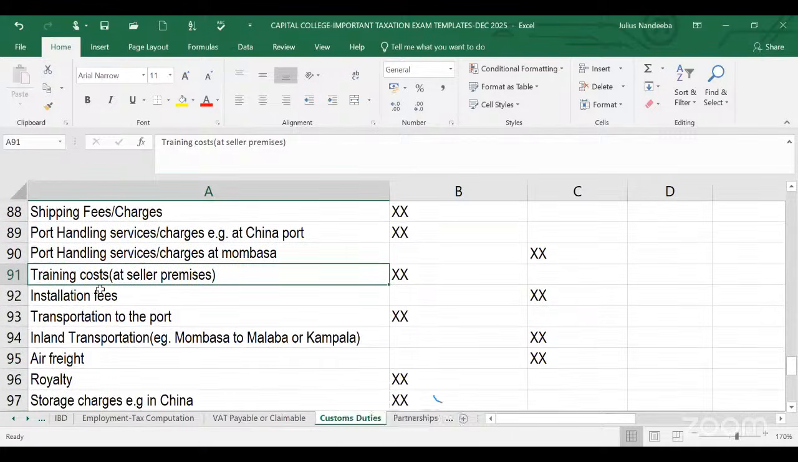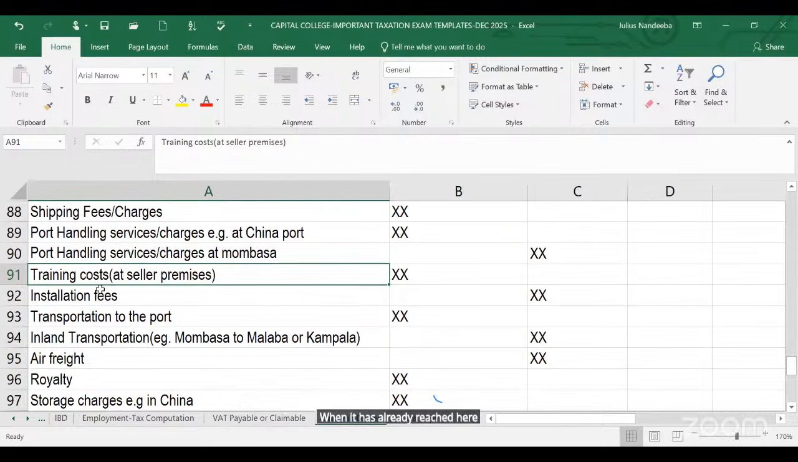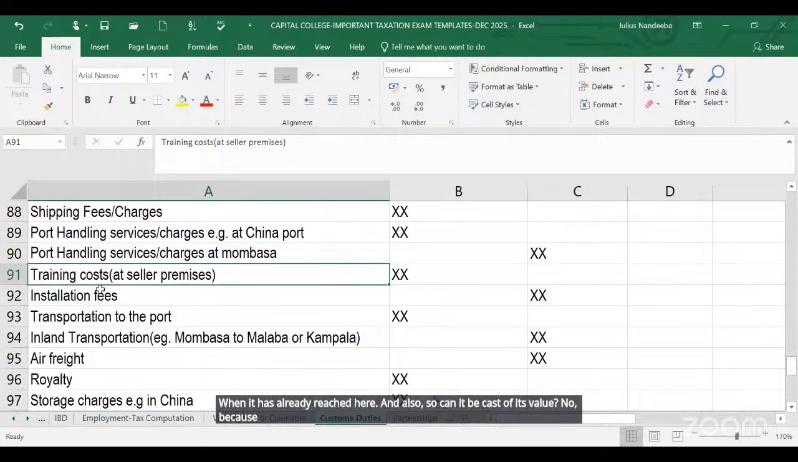Installation fees. When do we install the equipment, for example? When it has already reached here, not so. So can it be customs value? No, because by the time we do the installation fees, already the goods have already cleared for taxes. So installation fees cannot be part.